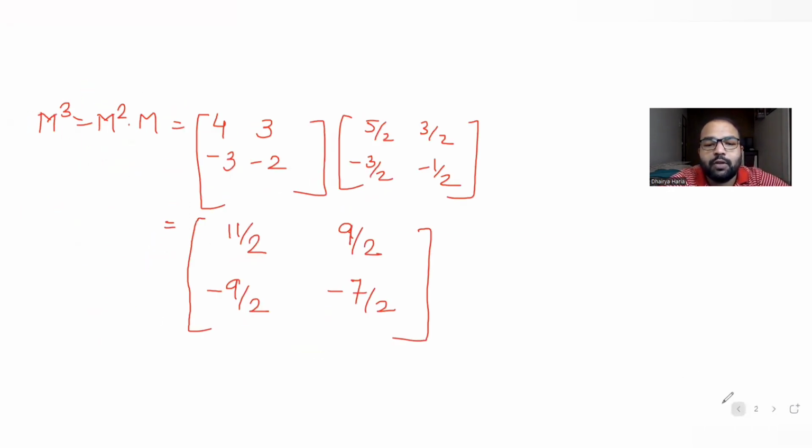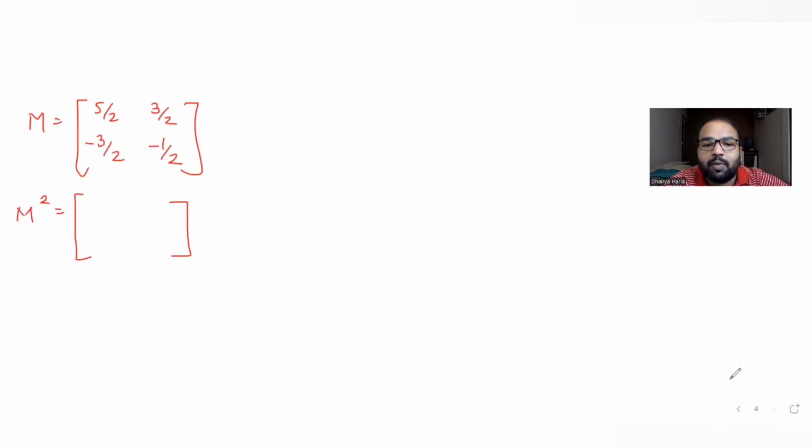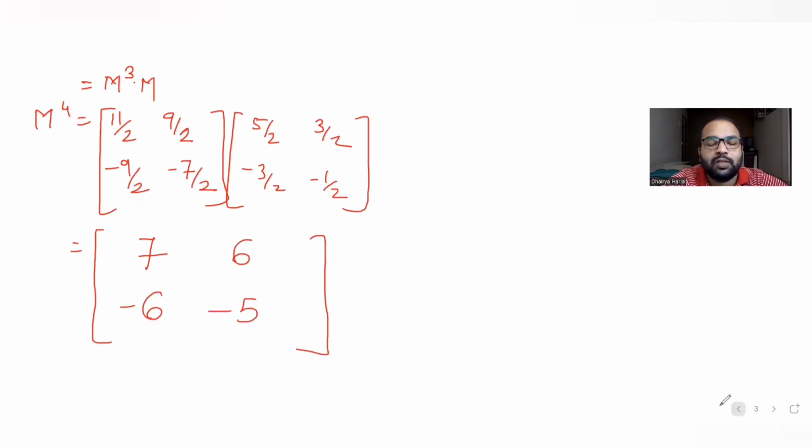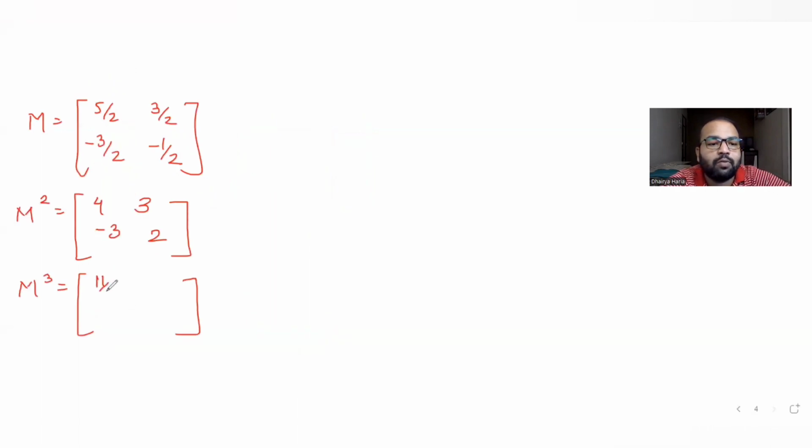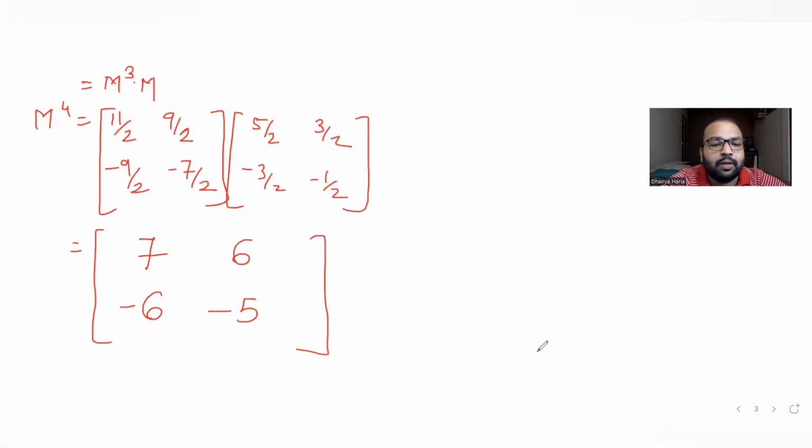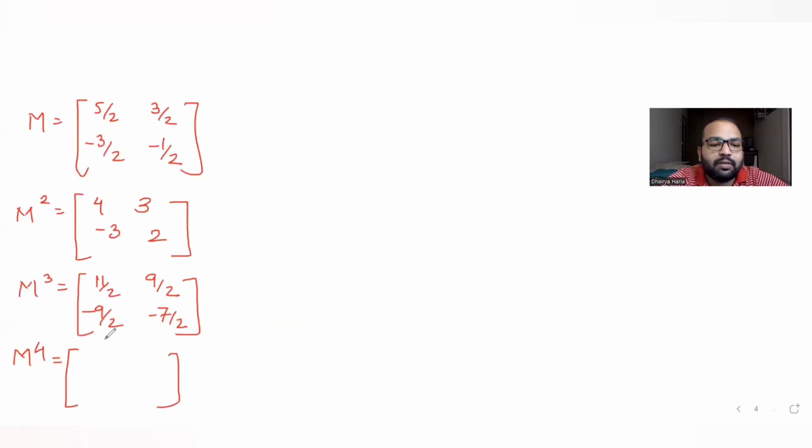Now if I see M, M square, M cube, and M4: M is 5/2, 3/2, -3/2, and -1/2. M square is also known to be 4, 3, -3, -2. M cube is also known to us: 11/2, 9/2, -9/2, and -7/2. If I write M4, it is 7, 6, -6, -5.